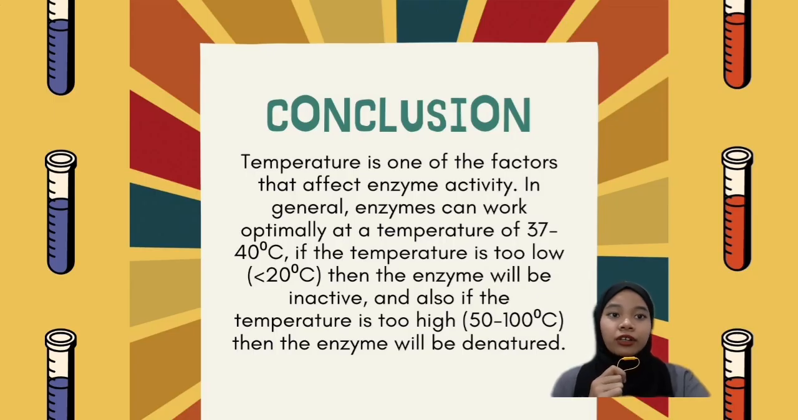So the conclusion of this topic is that temperature is one of the factors that affect enzyme activity. In general, enzymes work optimally at a temperature of 37 to 40 degrees Celsius. If the temperature is too low, under 20 degrees Celsius, then the enzyme will be inactive. And also, if the temperature is too high, 50 to 100 degrees Celsius, then the enzyme will be denatured.